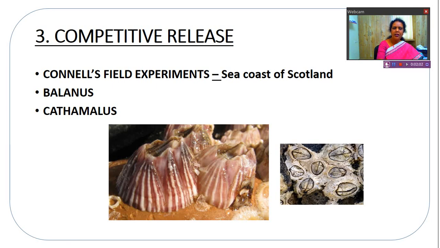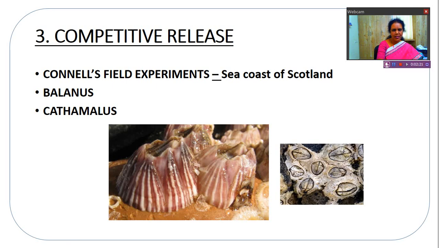So this shows that there is influence of superior organisms in a relationship, and when they are removed, the inferior or weaker organisms are released from the competition, which is called competitive release, which was given by Connell. Experiments were done by Connell in the seacoast of Scotland.